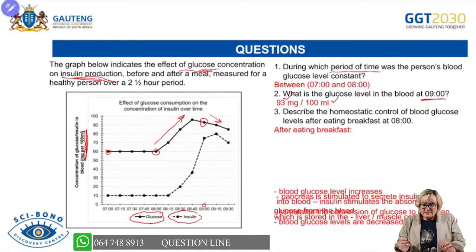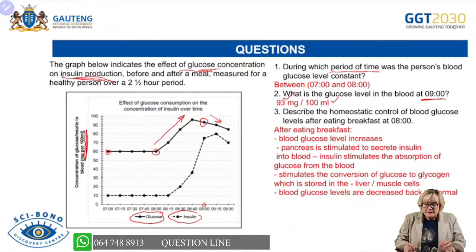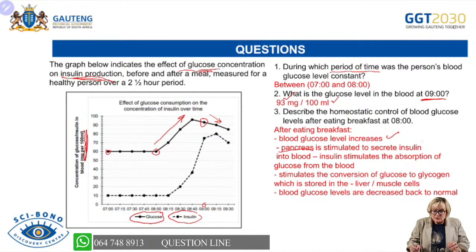After eating breakfast, what will we see? Yes, the blood sugar level increases. We've said that. The pancreas, important, is stimulated to secrete what? Insulin into the blood. It's important that you say that because remember, this is now an endocrine gland. So it is secreted into the blood.